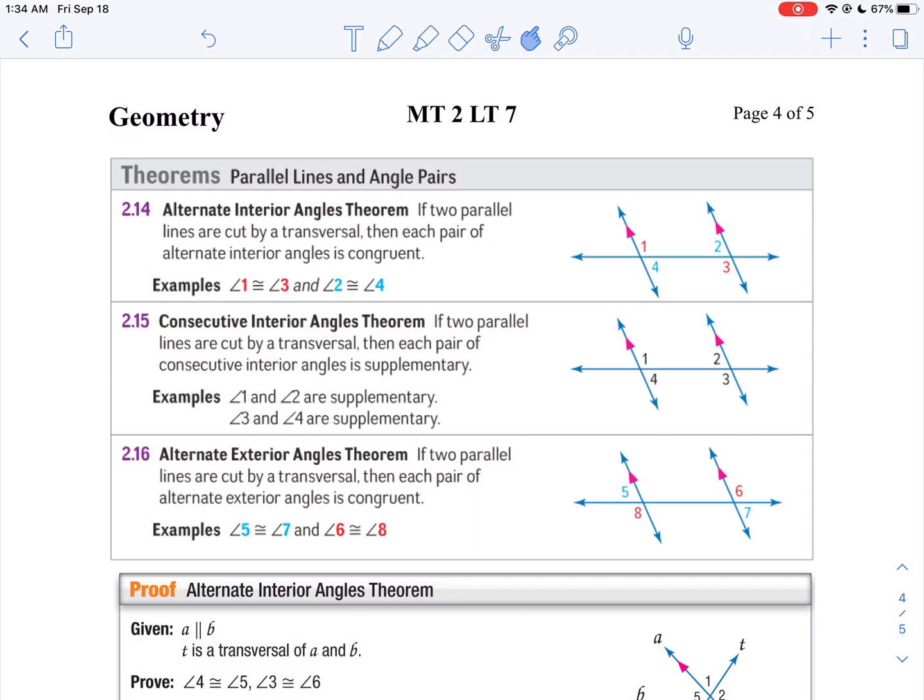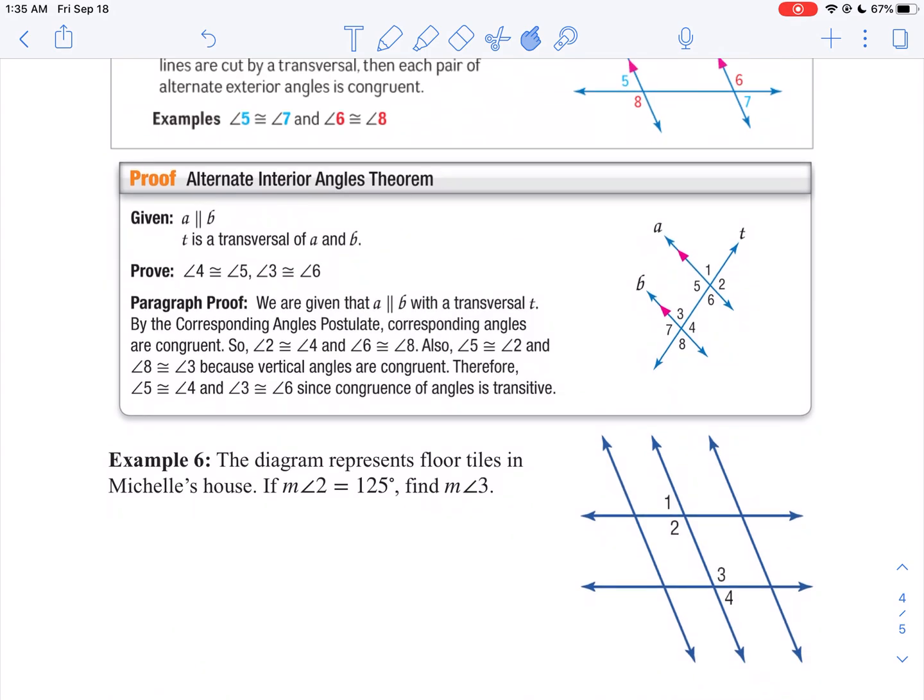I've done the proof for alternate interior angles because all we do is we use corresponding angle postulate to get that. That is, if the lines are parallel, I want to prove angle 4 is congruent to angle 5. So what we do is we start with angle 2 being congruent to angle 4 because they are alternate interior angles. Well, 2 and 5 are congruent by vertical angles. So 5 and 4 are congruent by the transitive property. Because if two angles are congruent to the same angle, they're congruent.